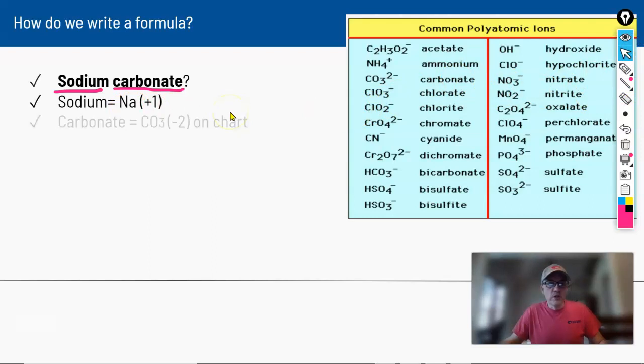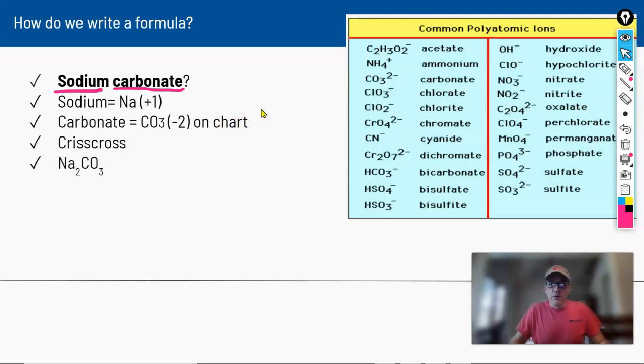Sodium is +1. Carbonate, if we come over here and look at it, is a -2 on our chart. And then if we crisscross our charges, we can get everything figured out because, again, sodium would have been +1. Carbonate is -2. So that 2 ends up over here with the sodium. This 1 ends up over here with the carbonate. Now notice there's a 3, but that's still part of the carbonate. So effectively, it's like we have a parentheses around the carbonate, and there's a 1 there.